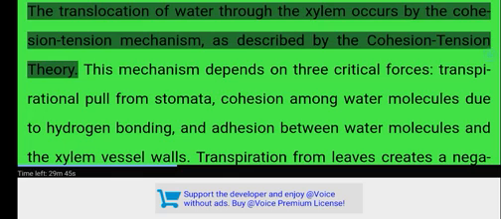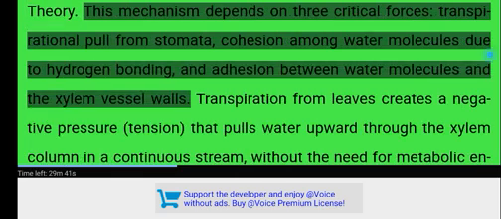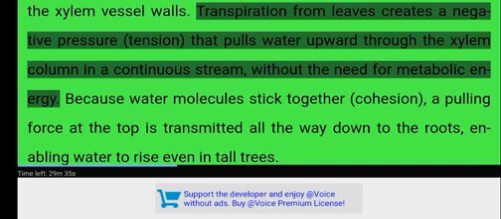The translocation of water through the xylem occurs by the cohesion-tension mechanism, as described by the cohesion-tension theory. This mechanism depends on three critical forces: transpirational pull from stomata, cohesion among water molecules due to hydrogen bonding, and adhesion between water molecules and the xylem vessel walls. Transpiration from leaves creates a negative pressure tension that pulls water upward through the xylem column in a continuous stream without the need for metabolic energy.